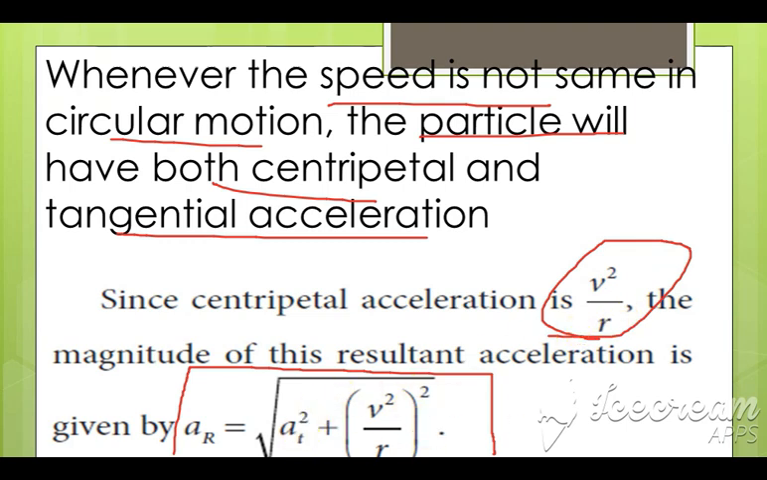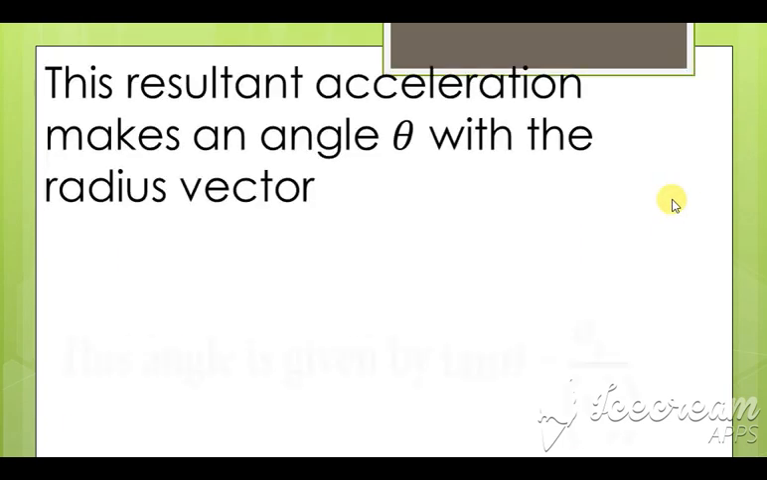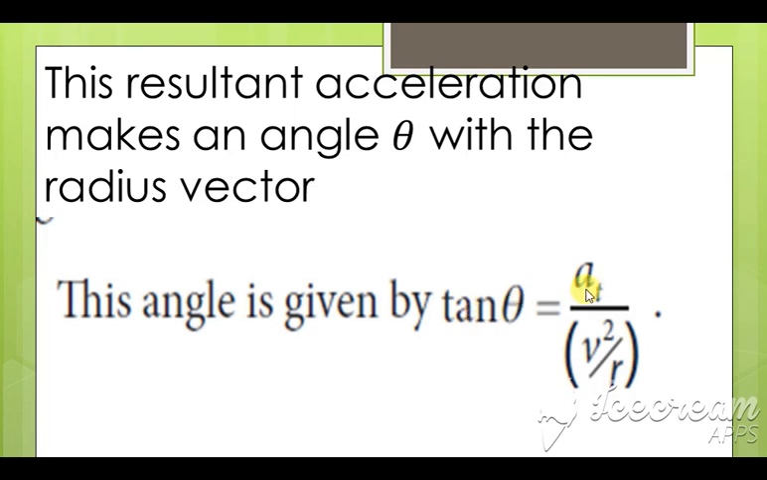Okay, clear? This we also write in tangential form as tan theta. That is given by tan theta is equal to a_t divided by v square by r. So tan theta is equal to a_t divided by v square by r. This gives a relation for your non-uniform acceleration. Okay, thank you children.